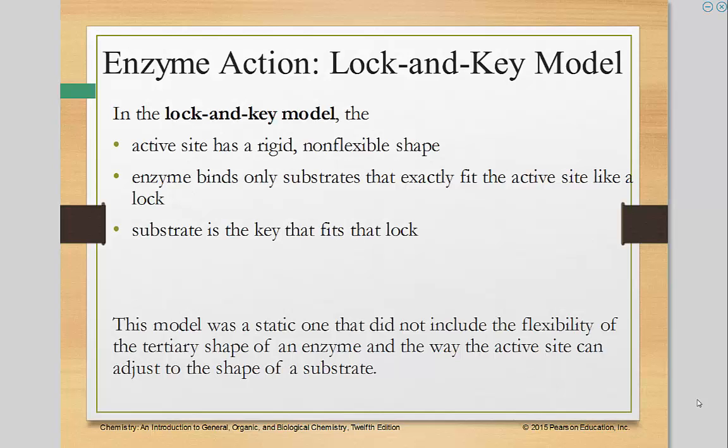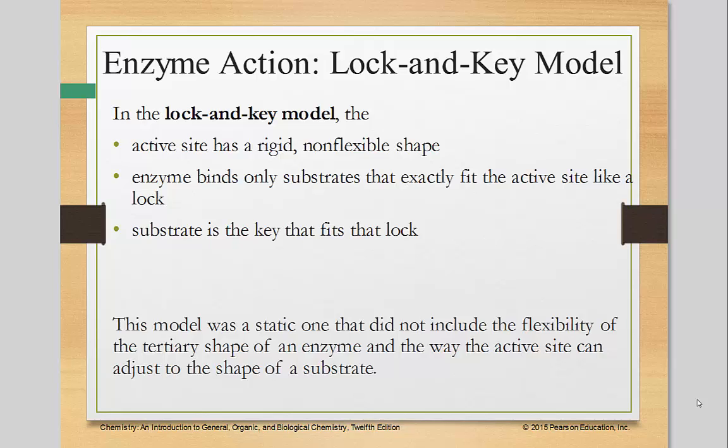There are a couple different models for enzyme action. One is the lock and key model. The active site is very rigid. It's not going to change shape when the substrate comes in. The enzyme binds only substrates that exactly fit the active site like a lock, and the substrate is the key that fits the lock.